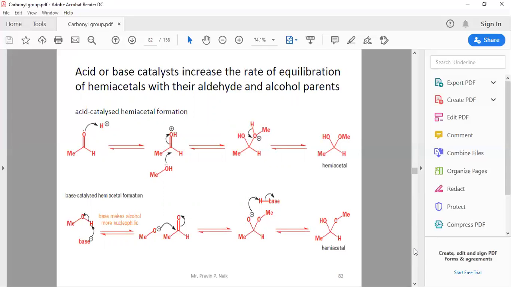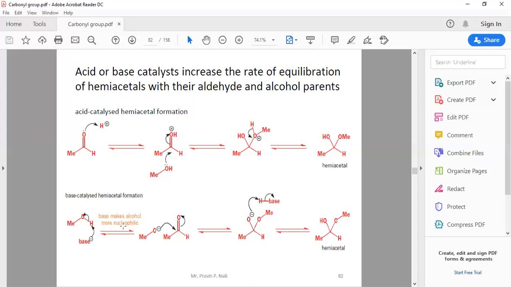If you see the mechanism of formation of hemiacetal, there are two different mechanisms. One is the acid catalyzed mechanism and the other is the base catalyzed mechanism. In the acid catalyzed mechanism, this oxygen gets protonated first, and then the alcohol attacks the electron deficient carbonyl carbon to form the intermediate, and then proton transfer gives you the hemiacetal.